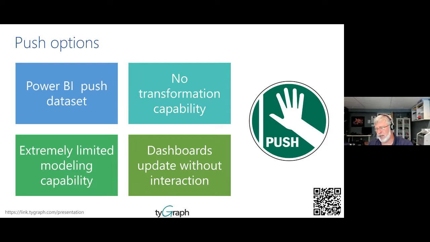When I use a push dataset, however, I've got no way to transform my data. It's going to be the way I send it in there. I don't have a tool like Power Query, and I don't have much of a modeling capability either. I can't go in and create too many calculated measures. I can create some because I can build a report off of a live dataset, which is what a push dataset is. But it's extremely limited and really only has applicability in certain cases.